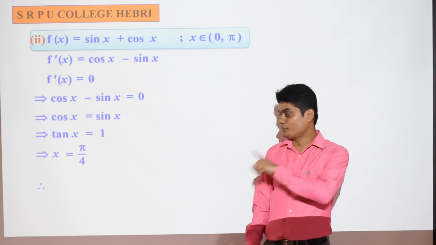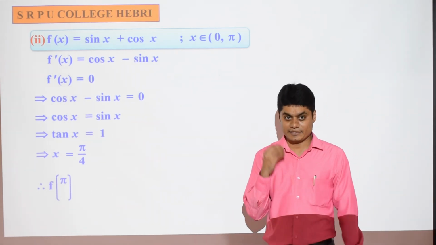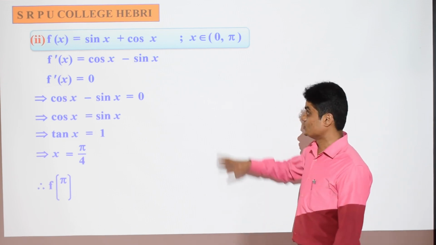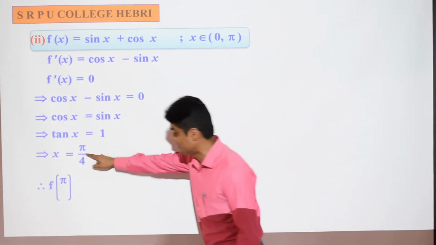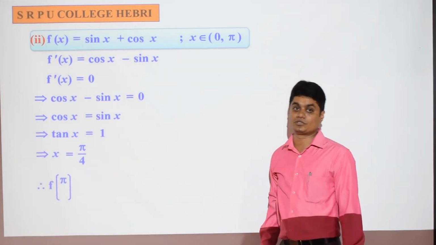So one critical point is present, that is x is equal to pi. As you know, after getting the critical point, the differentiation work is over. Find the values of f of x at this critical point and at these two extreme values of the interval.